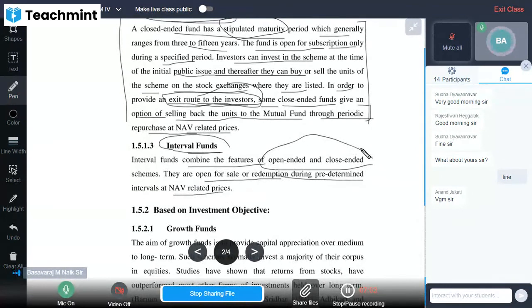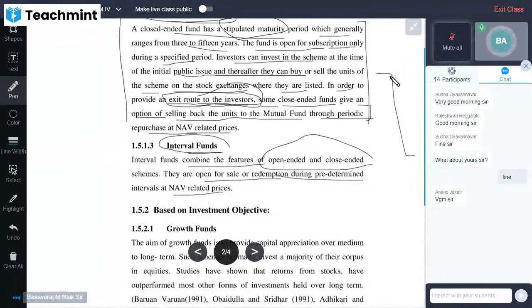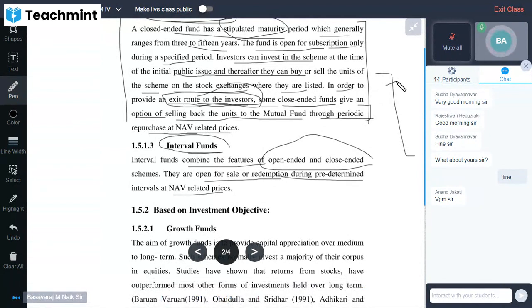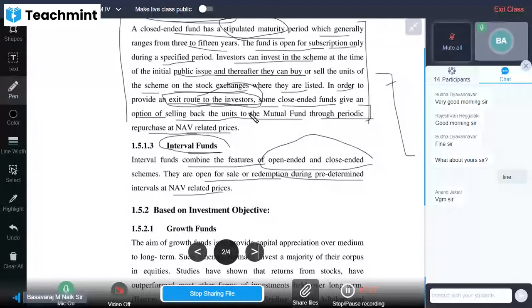So, open-ended funds, try to understand these three. With open-ended funds, throughout the year they can invest in it, they can sell it, buy it. There are no restrictions over there. But with close-ended funds, what will happen? There is a specific time period, and according to that, the investor can subscribe to that particular scheme. But an interval fund is a mixture of these two. It has the combined features of both open-ended and closed-ended.